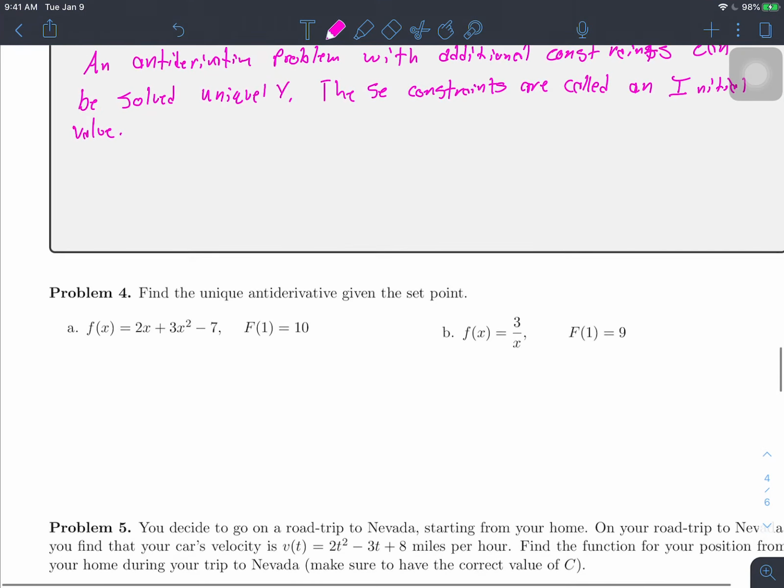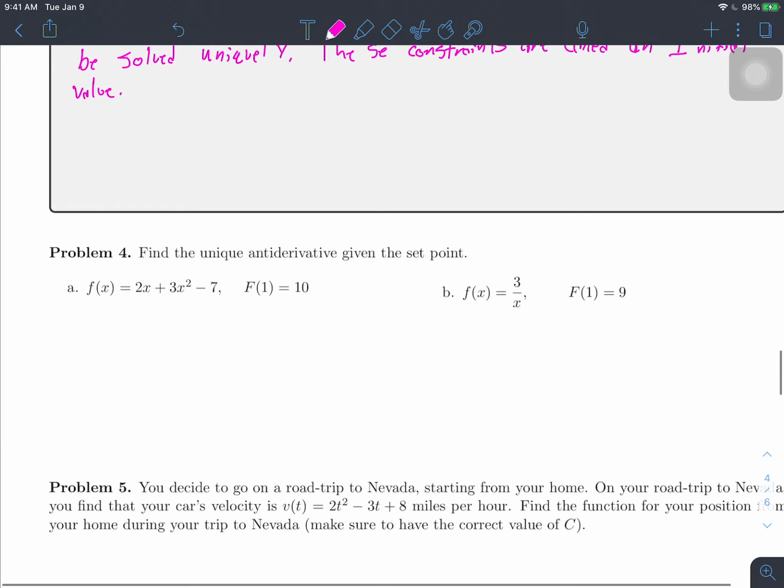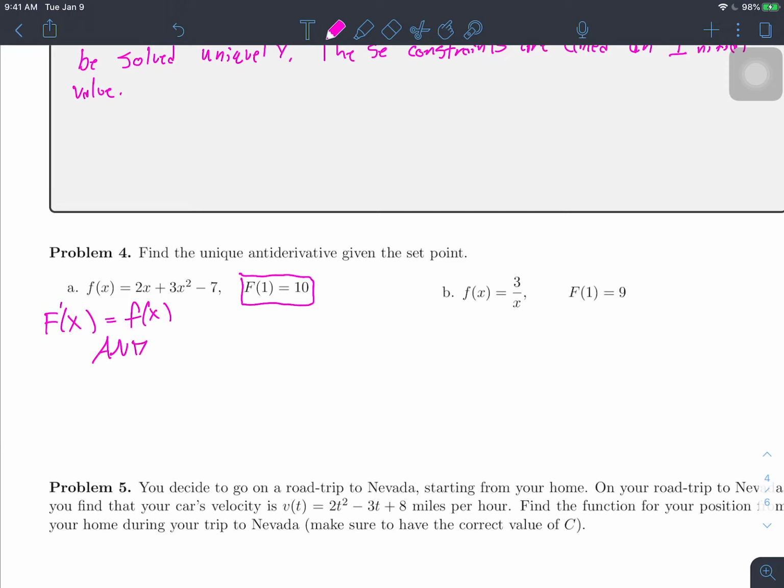Okay, so let's have an example of what I'm talking about. So this pink thing is our initial value. So they tell us that f of x is some function such that if I take its derivative, I get f of x. And the crucial extra information they give us is f of 1 equals 10. And these two things together are enough to uniquely determine the function capital F. So let's see what should be going on here.